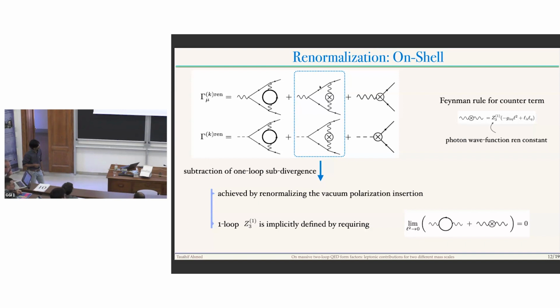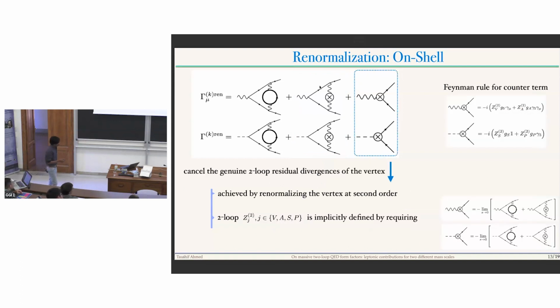This counter term is the subtraction of the 1 loop sub divergence that you get from this vacuum polarization. For this particular subtraction, you can calculate this Z3, the renormalization constant that you need in this on-shell scheme, by demanding this particular equation.